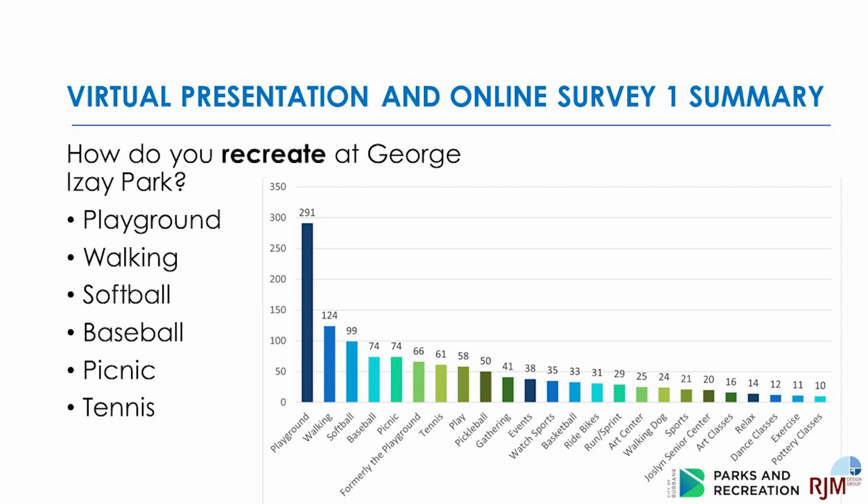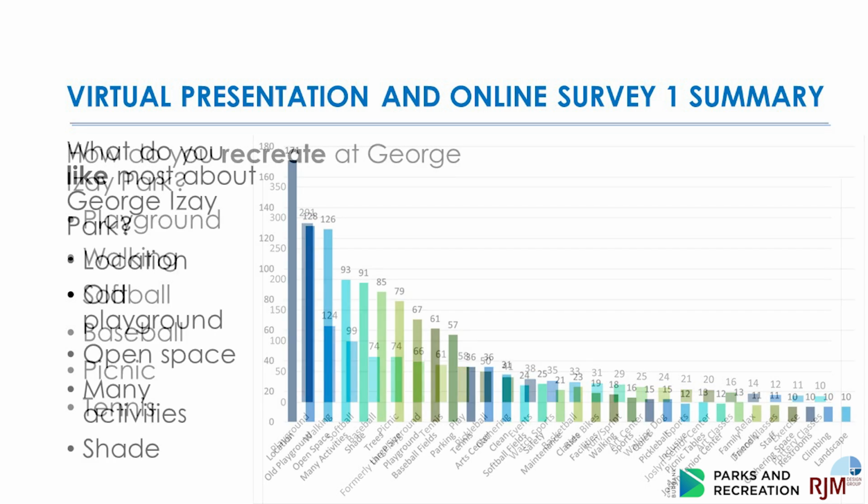As part of online survey 1, we asked people, how do you recreate at George Izay Park? And what we heard overwhelmingly was that the majority of the participants identify that they recreate by going to the playground, walking, similar to the multimodal survey, playing softball, baseball, picnicking, as well as playing tennis. Several other events were recorded as well throughout the survey. These are just some of the top few.